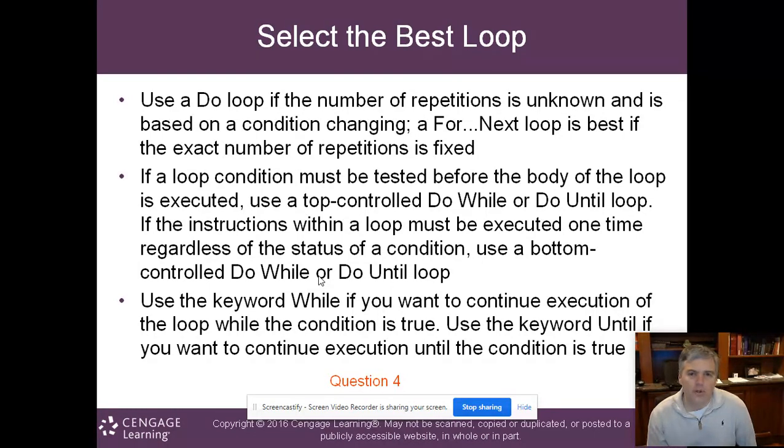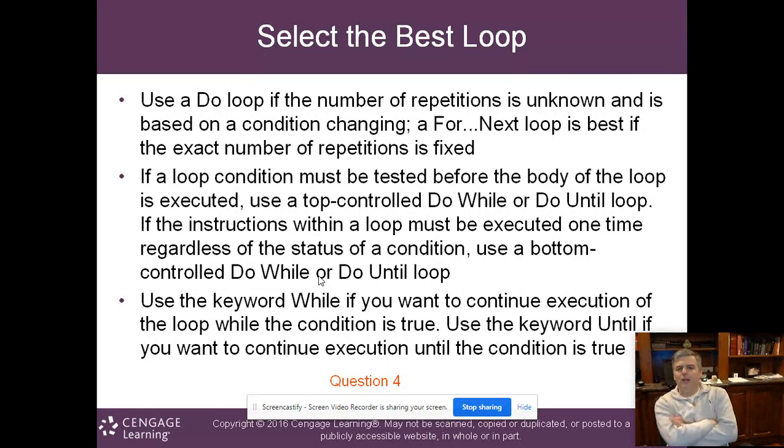But basically you want to use a do loop if the number of repetitions is unknown and is based on a condition changing. A for next loop is best if the exact number of repetitions is fixed. If a loop condition must be tested before the body of the loop is executed, you want to use a top control do while or do until loop. And if the instructions within a loop must be executed one time regardless of the status of the condition, use a bottom control do while or do until loop. Use the keyword while if you want to continue execution of the loop while the condition is true. Use the keyword until if you want to continue execution until the condition is true.